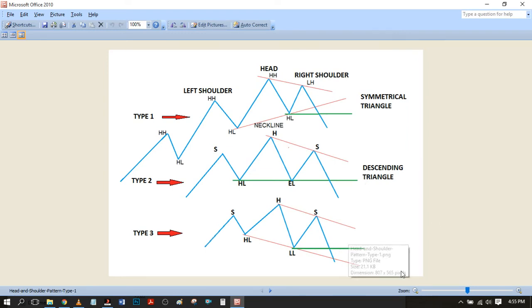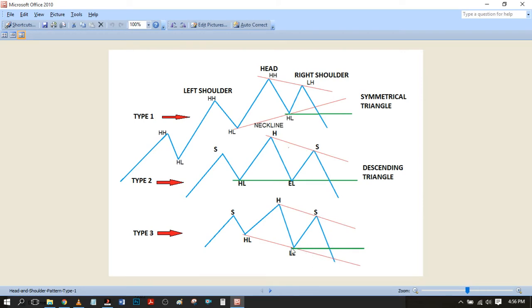The third type is this descending wedge. You can see where you have the market moving in a descending channel, I would say a bearish channel. You can see from here to here, then it dropped lower than before, then went up and dropped lower again.